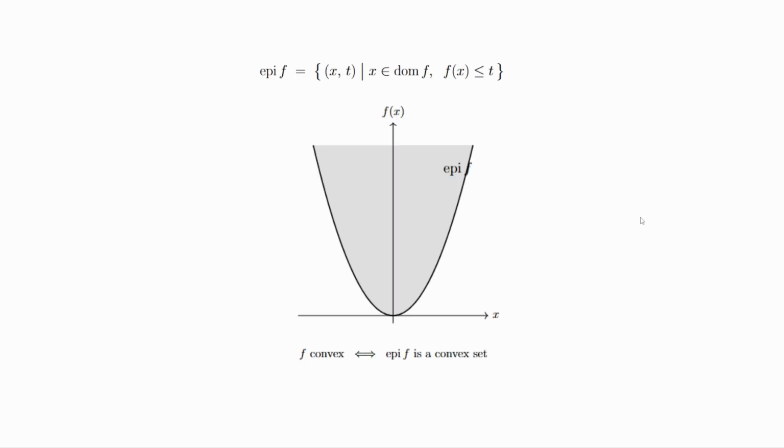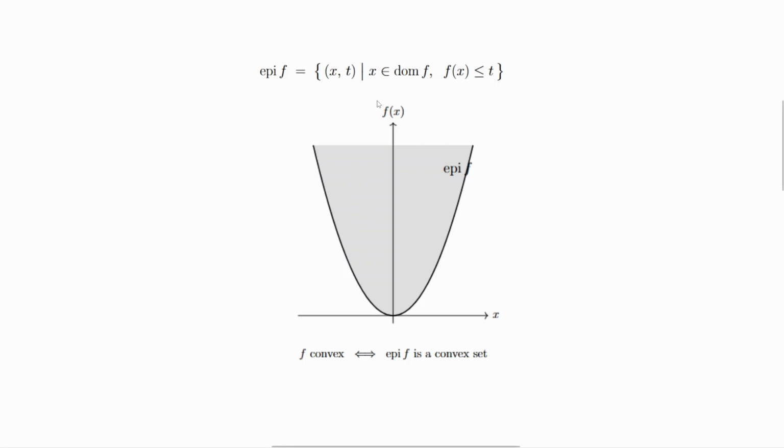Here's a result from a few weeks ago. We said that a function is convex if and only if its epigraph is a convex set. So let me remind you what the epigraph is. The epigraph is the set of all points above the graph of f. Epi literally means above. So convexity, geometrically, is a statement about what lives above the function. That region has to be a convex set.